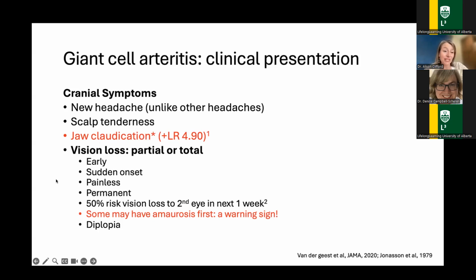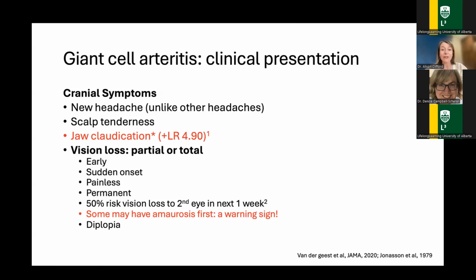Vision loss is the reason we consider it an emergency. This can be partial or it can be total loss. It tends to be early, sudden onset, painless, but sadly permanent. So in most cases, once the vision loss has occurred, we don't recover that vision. We do still treat these patients quite aggressively because once vision is lost in one eye, there's a really high risk, approximately 50%, of losing vision in the second eye within the next week. So we do still advocate for early aggressive treatment of those patients.